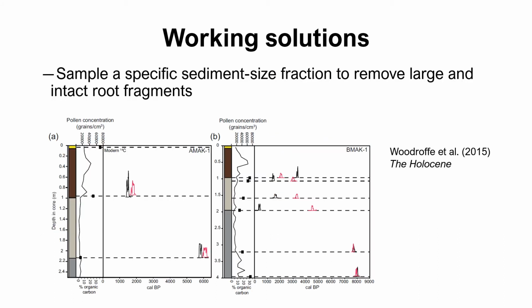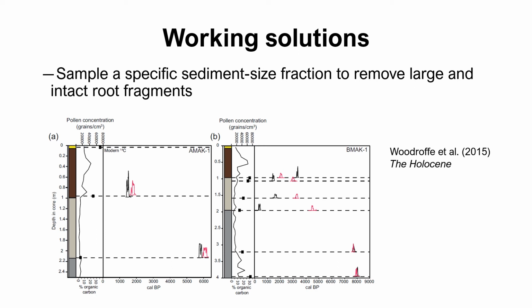Another working solution is to use a specific sediment size fraction for radiocarbon measurements in hope to remove some of those larger roots, the root contamination, and to hopefully isolate something that's more reflective of the depositional surface, the age of the depositional surface. So this is a study from a mangrove in Zanzibar in Tanzania that compared bulk sediment ages here in black, the little black squiggles, versus a sieved sediment fraction, which is in red.